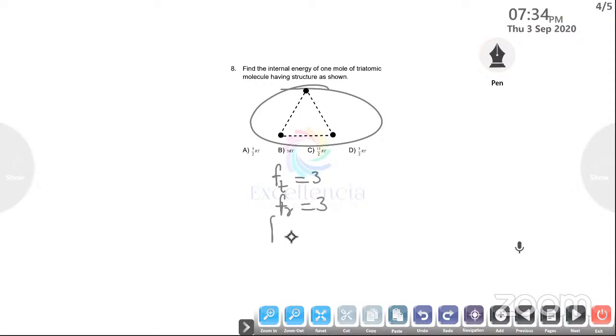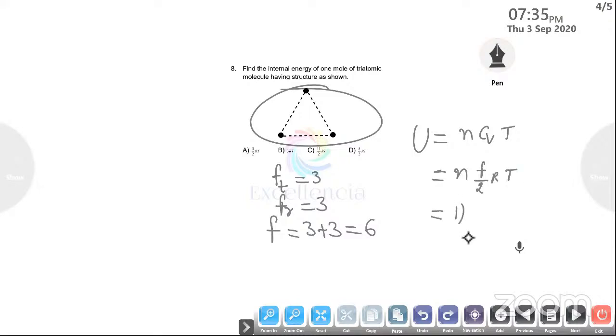So the total number of degrees of freedom, due to translatory motion plus due to rotatory motion, is equal to 6. Internal energy U is equal to nCvT. This is the formula for internal energy of an ideal gas at temperature T Kelvin, and here it is given n is equal to 1 and Cv equal to f by 2 R into T.